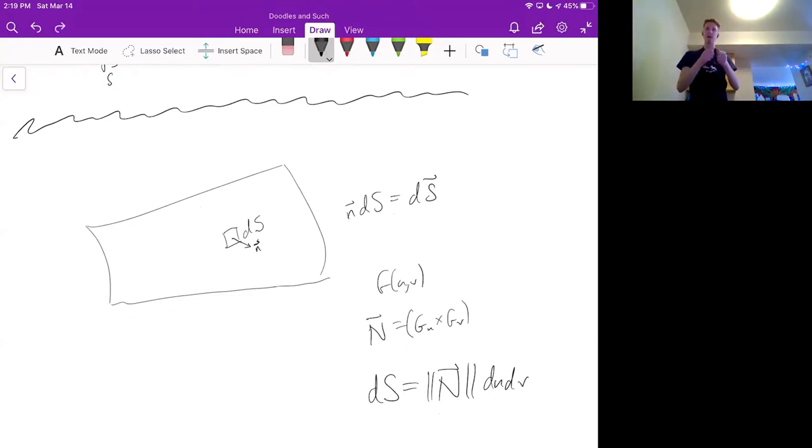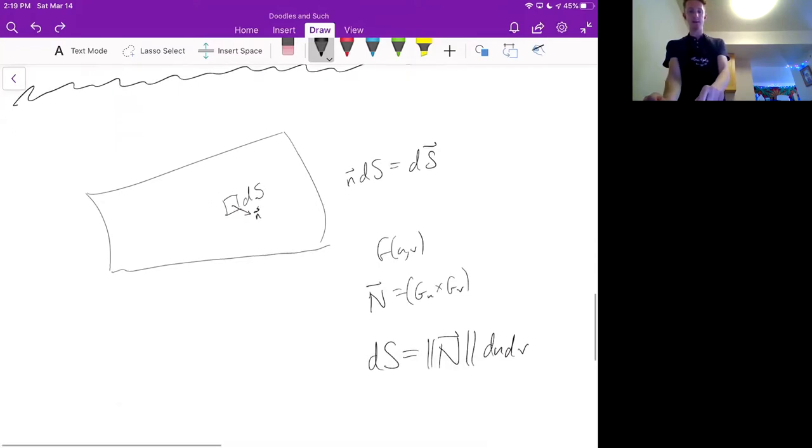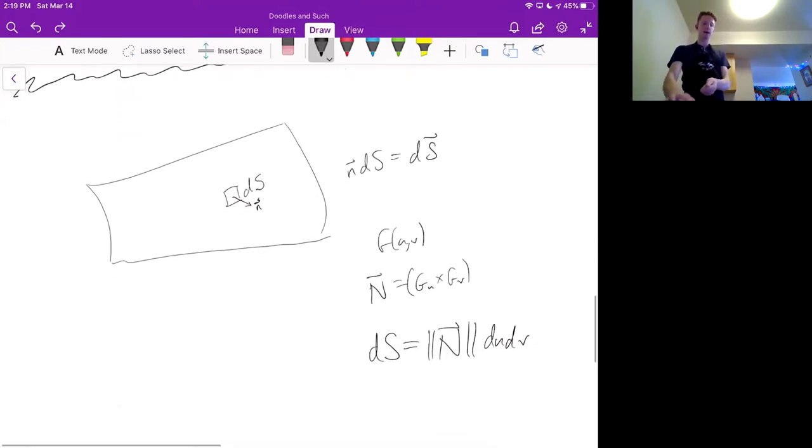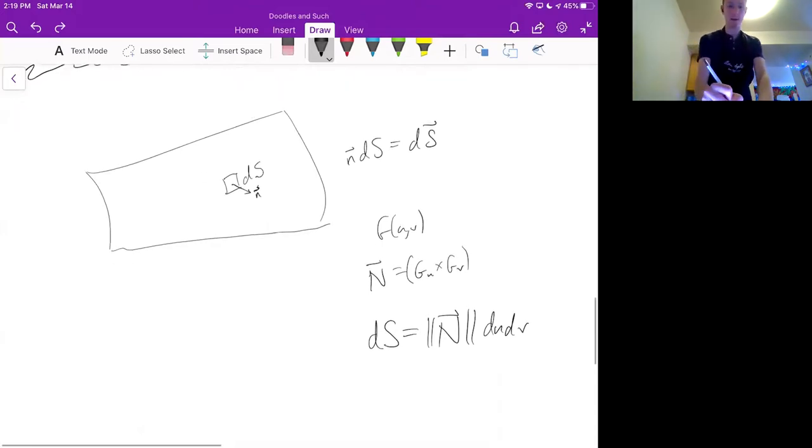If the big N is very long, that means that your parameterization is moving across the surface really fast. And if your big N is short, that means your parameterization is moving relatively slowly. So that's why this dS is a multiple of du dv by how fast you're moving across the surface. You can imagine parameterizing a surface half as fast, then I have to integrate over twice as big a region of u and v.